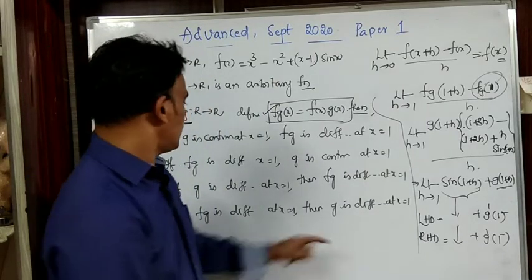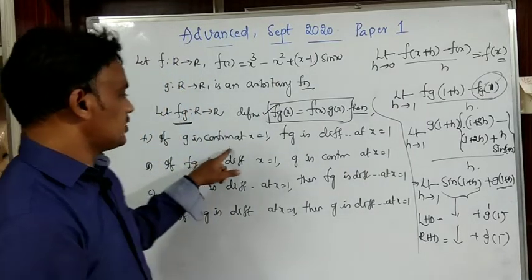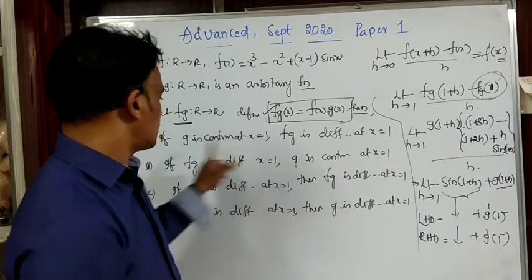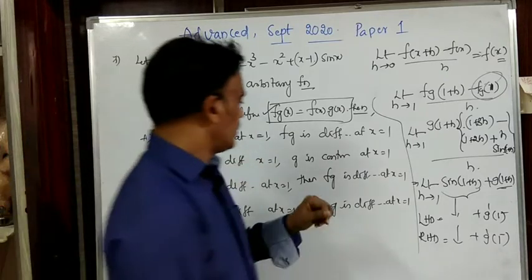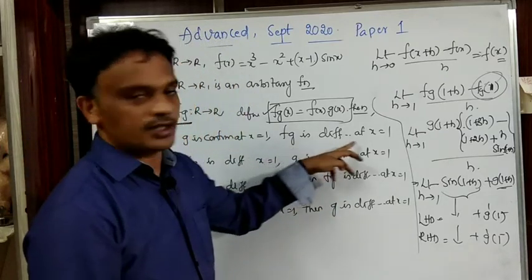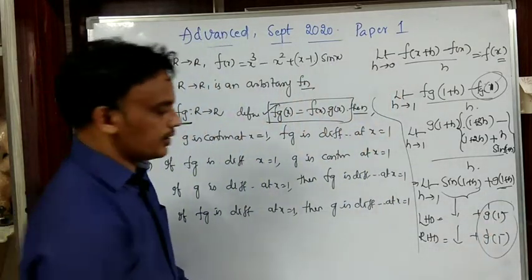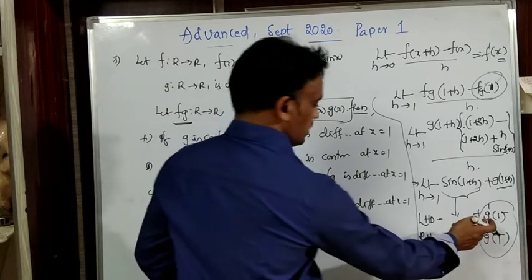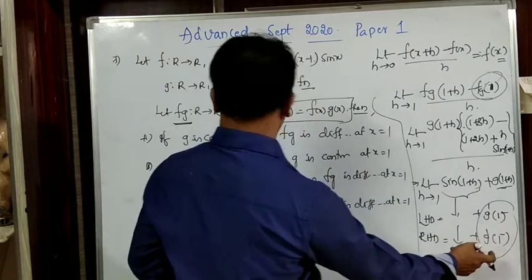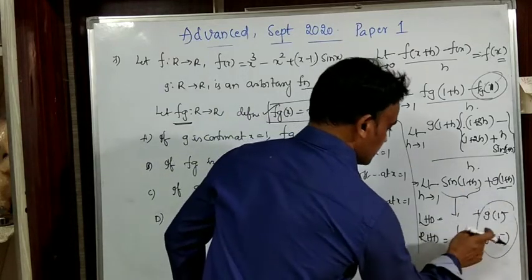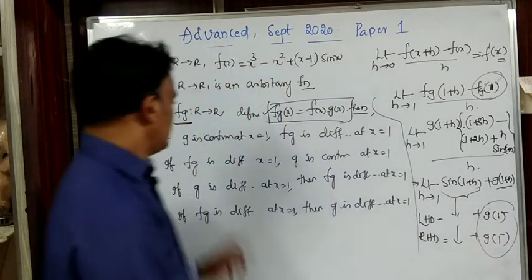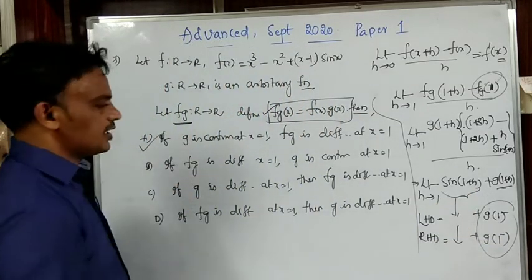Coming to the options. If g is continuous at x equals 1, then obviously f into g is differentiable at x equals 1. Am I right or not? If it is continuous, g of 1 plus is equal to g of 1 minus. So clearly it is your first option.